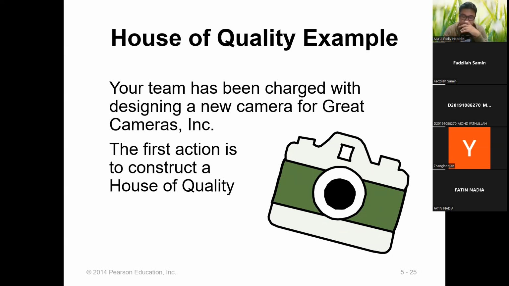Okay, sorry, I tried to give the example for the camera, but I went another way about taking a picture. But in this slide I also try to highlight the first action is to construct the house of quality, according to how this new camera can start with your team being charged to design great cameras. Okay, that's how it is also related to the QFD.